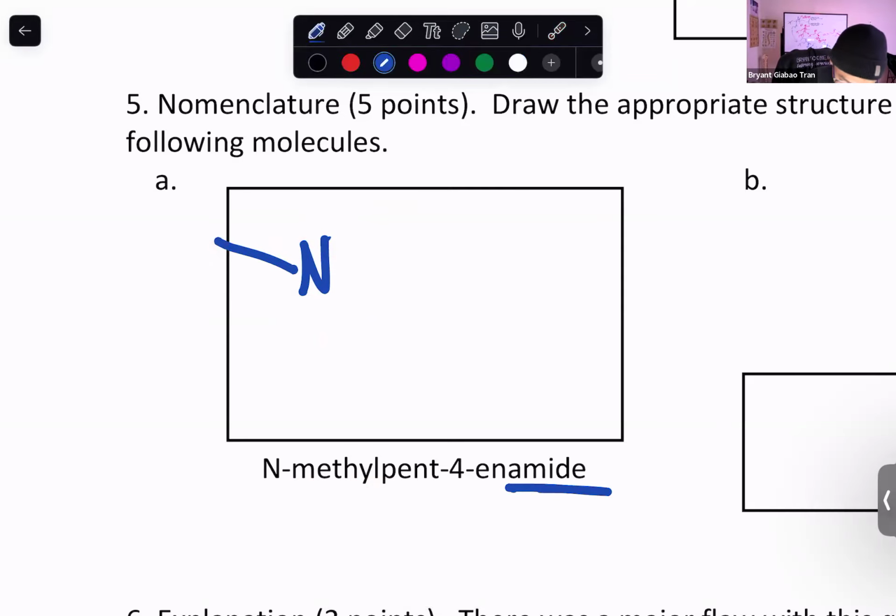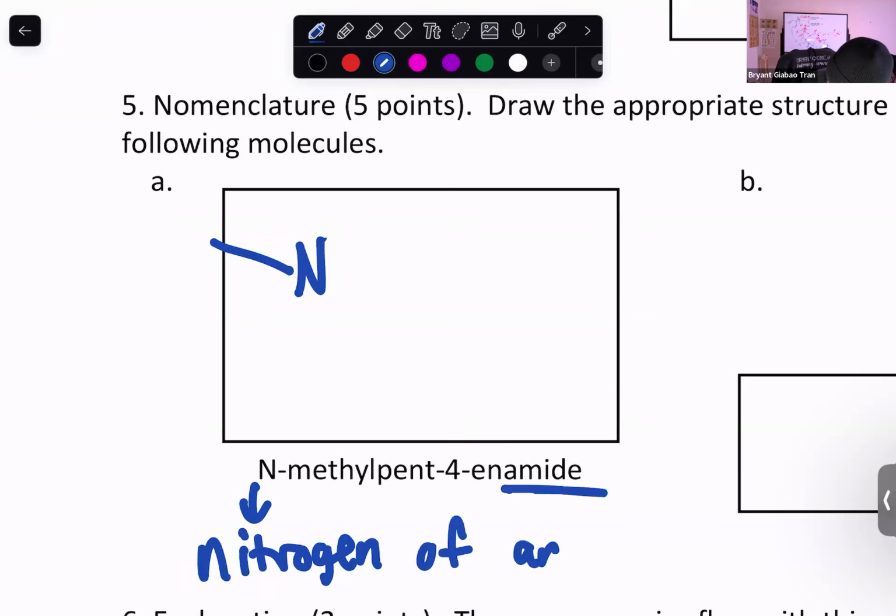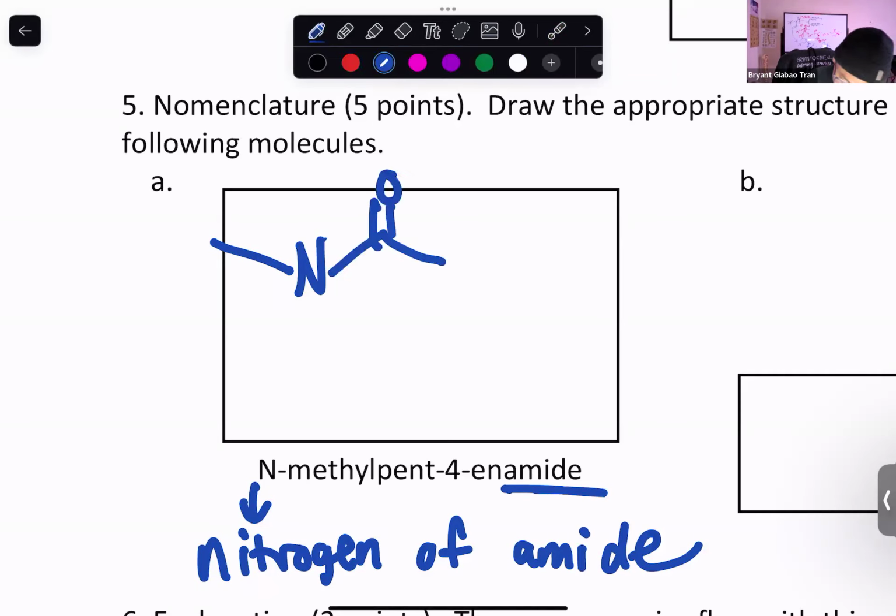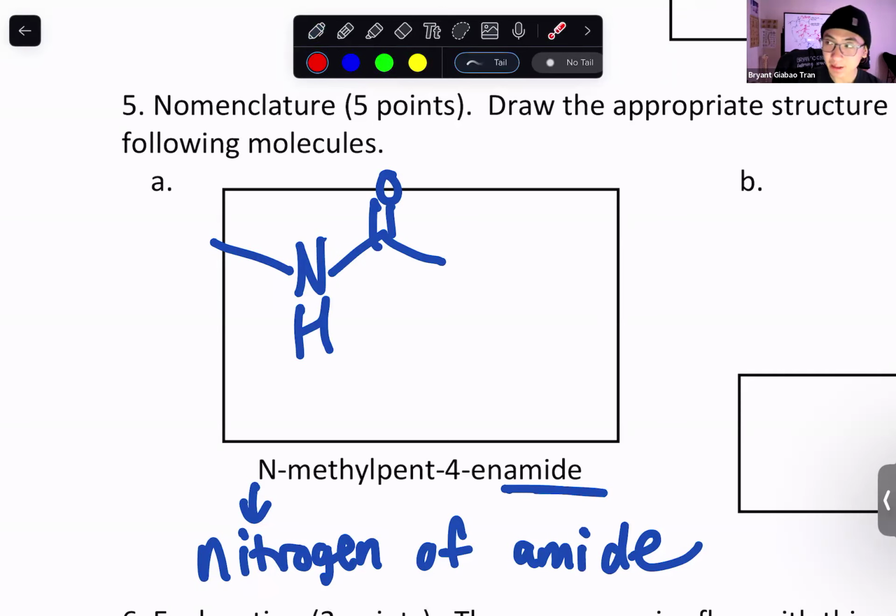And then if it's an amide, this N is the nitrogen of the amide. And since it only has one R group, that means this nitrogen has one hydrogen, right? Because for a nitrogen to be neutral, it wants to have 3 bonds and 1 lone pair of electrons.